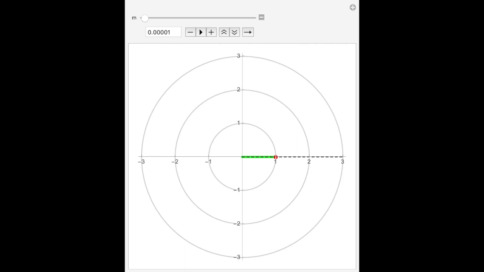Okay, so as we play this again, I want you to focus on the portion where we have the inner loop, which is places where the r value is negative.